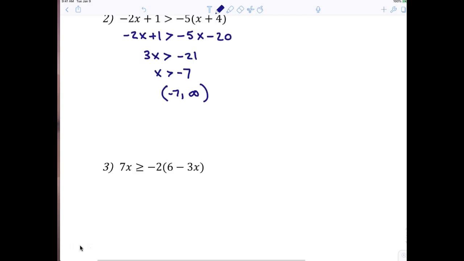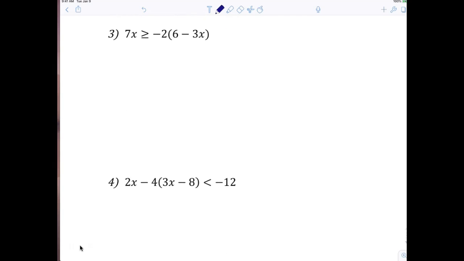Okay, let's check out number 3 now. All right, number 3, we're going to go ahead and distribute a negative 2. 7x greater than or equal to negative 12 plus 6x. So now we have x greater than or equal to negative 12. Are we okay with that? Which means we're starting at what? Very good. Negative 12 to infinity.